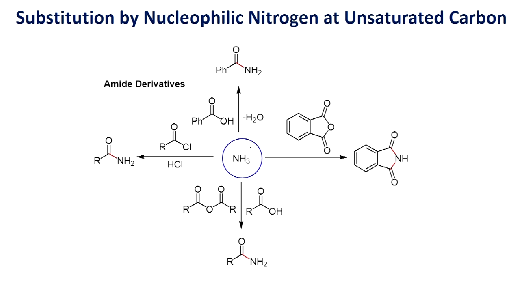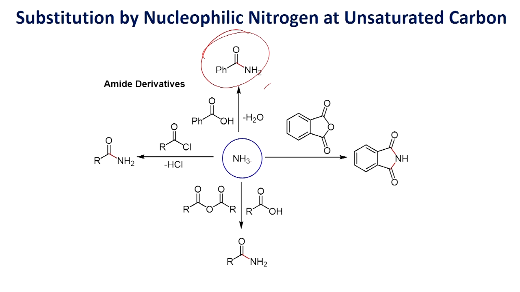And if you look at the reaction of benzoic acid with ammonia, you will be able to form this benzamide as the product by removal of water. Generally, the reaction of amine with aliphatic carboxylic acid is very difficult, it forms a salt. However, you can try to make amide with aryl carboxylic acid.